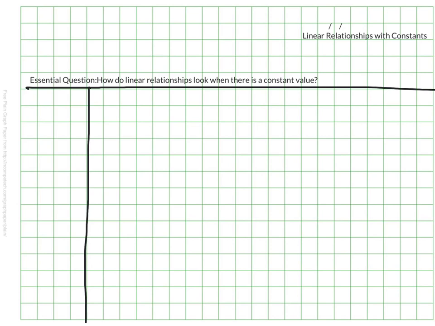And we know that linear relationships can be seen in graphs, tables, and equations. And we know that these graphs, tables, and equations all demonstrate that the relationship is proportional. So something is staying the same unit rate throughout. So let's take a look at an example of this, but this time it's going to have an additional aspect.